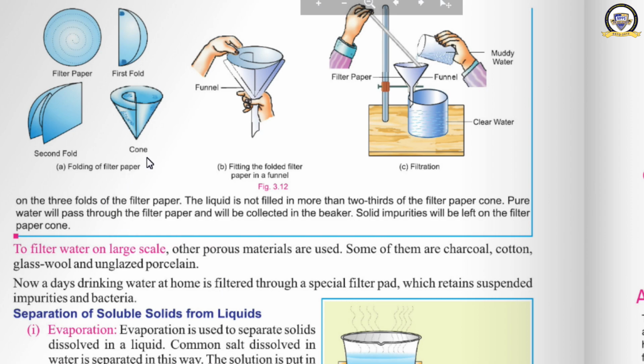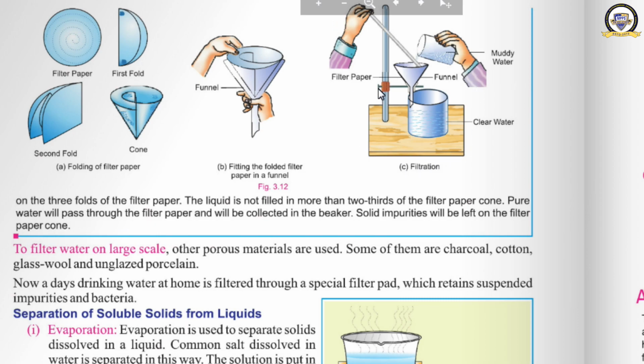Okay, see here. This is a filter paper. How do we use this filter paper in the process of filtration? Firstly, we will fold it to make a semicircle. Then just use this paper and make a cone out of it. Then insert it in the funnel. See here, this is the process of filtration.